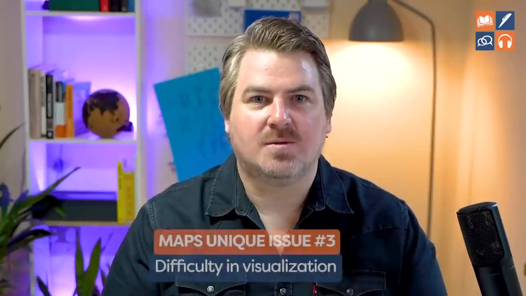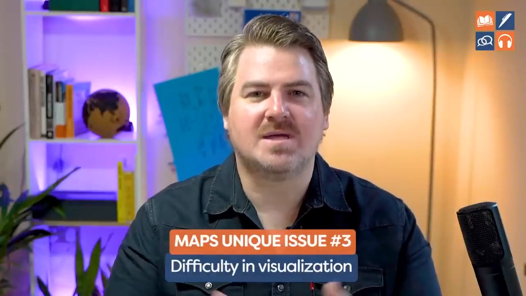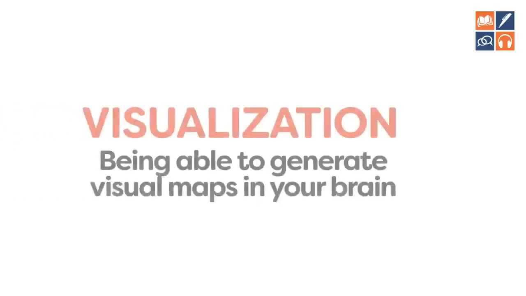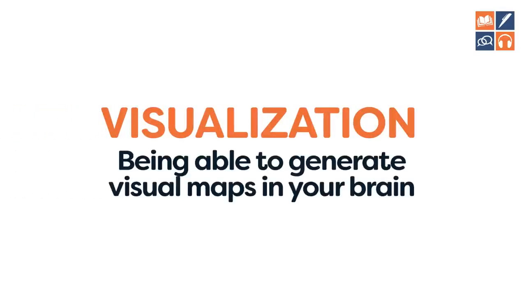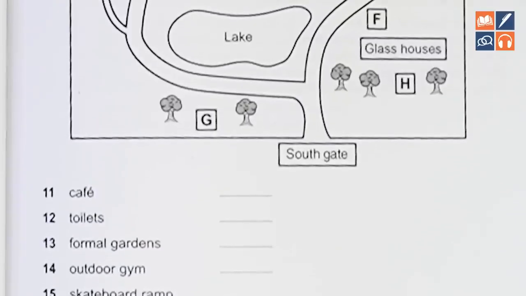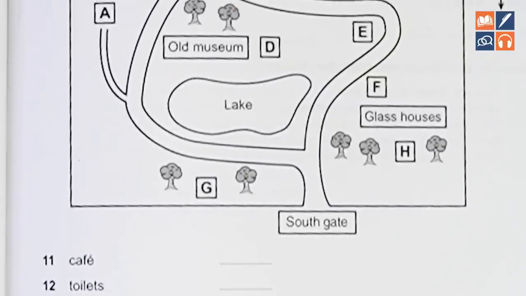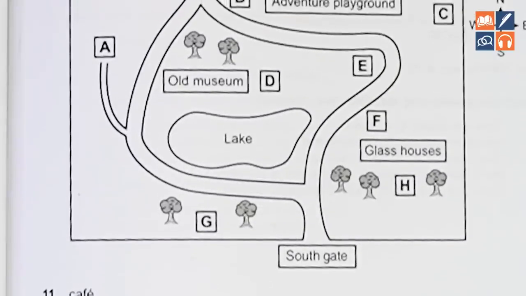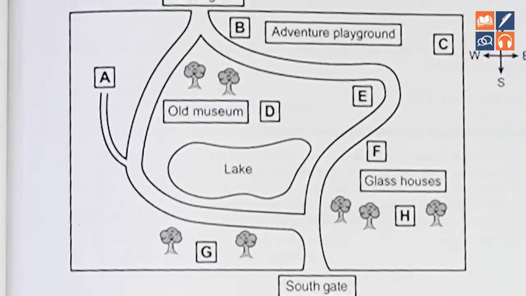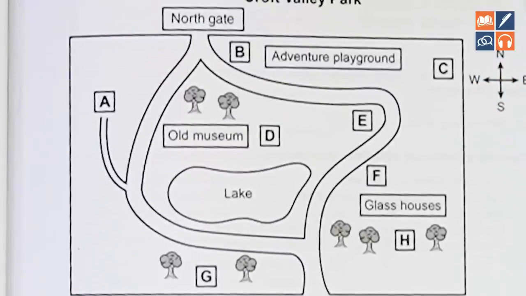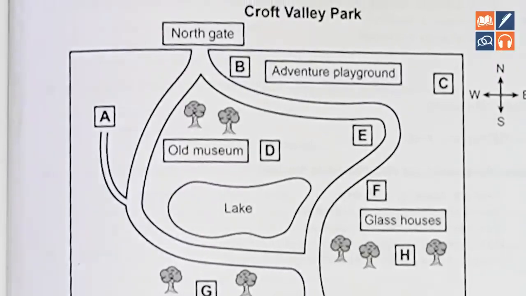Now, the third big problem is visualization. What do I mean by visualization? Visualization refers to being able to generate visual maps in your brain. So if they are describing this park, the best students, the students that get the highest score, can imagine themselves going through the south gate. They can imagine walking past the lake. They can imagine seeing an adventure playground in their mind.